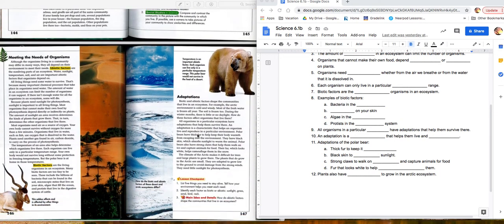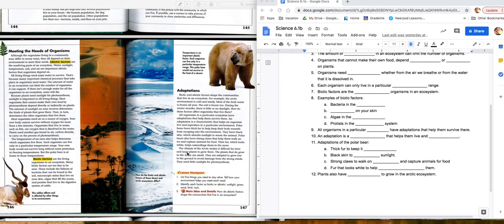All right, back where we were, let's finish up the last paragraph. The climate of the Arctic makes it difficult for trees and large plants to grow there. The plants that do grow in the Arctic are small. They are adapted to grow low to the ground and avoid damage from the strong winds. They need little sunlight for photosynthesis. So I just wrote down plants also have adaptations to grow in the Arctic system. You're not going to have big trees up here, guys. There's not enough water. It's frozen too much.